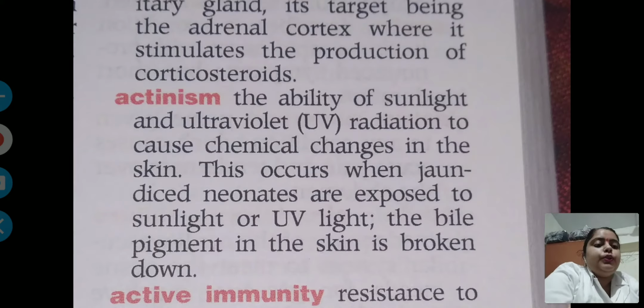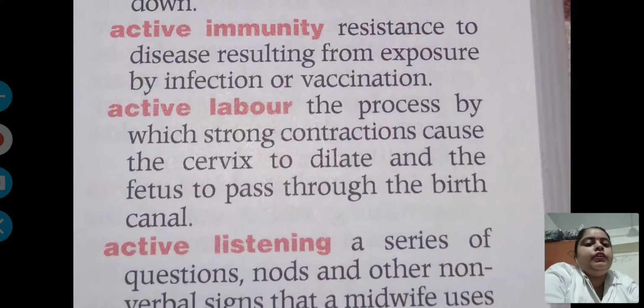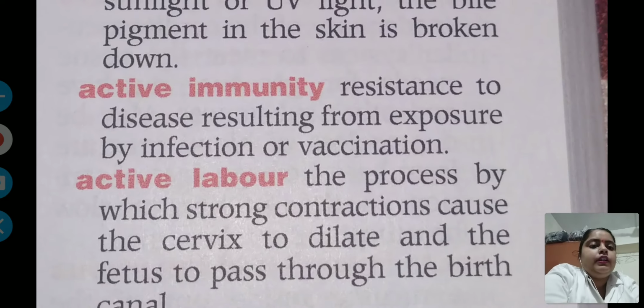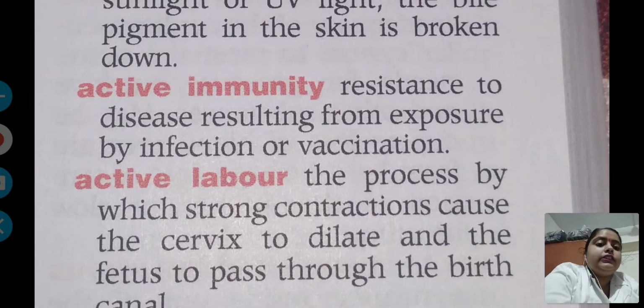So that may lead to the condition called actinism, which is an abnormality of the skin only. Then we will deal with active immunity. What is active immunity? It's a resistance to disease resulting from exposure by infection or vaccination. So what do we gain by vaccinating? The immunity developed inside our body to fight against the disease is called active immunity.